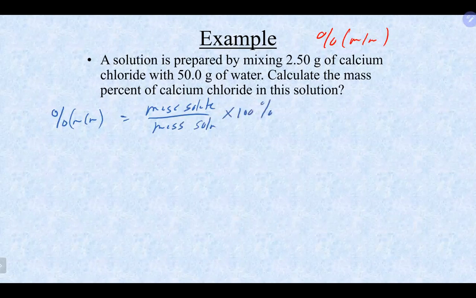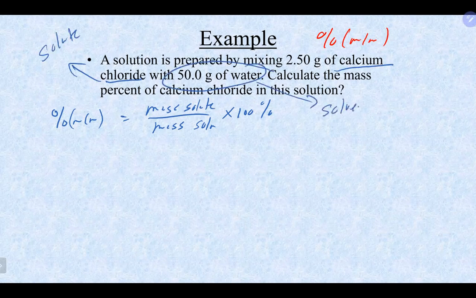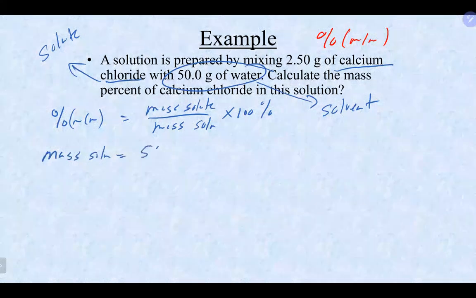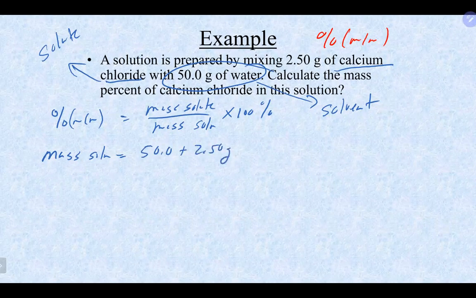In this case, we're taking 2.5 grams of calcium chloride and mixing it with 50 grams of water. My solute would be the calcium chloride, right? That would be my solute. That is the smaller part. My solvent in this case would be the larger part, which is the water. That means that the mass of the solution, which is the important part here, is actually going to be 50 plus 2.5 grams, not 50 grams. That will give me 52.5 grams as the mass of the solution. Again, if you use just 50, that is just the solvent and would be incorrect in this case.